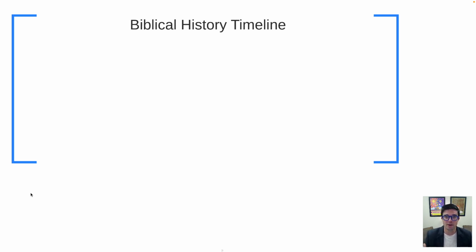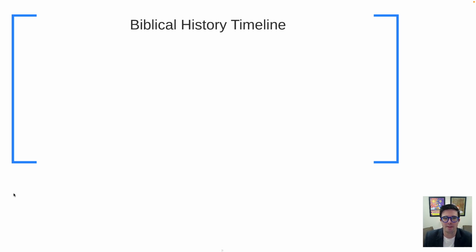The caveat here is, of course, that not every biblical event is depicted on this timeline, and maybe not even every really important event. There are some things left out from this timeline that are important, but the purpose of this timeline is to give us the general overview of what happens in and around the Bible.